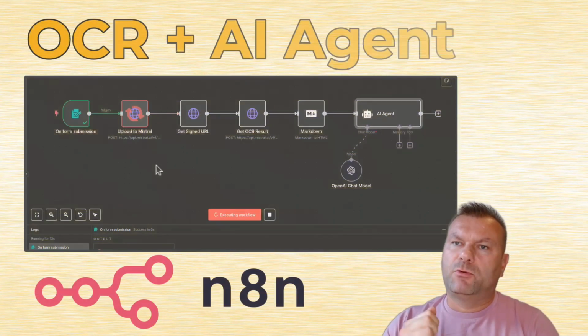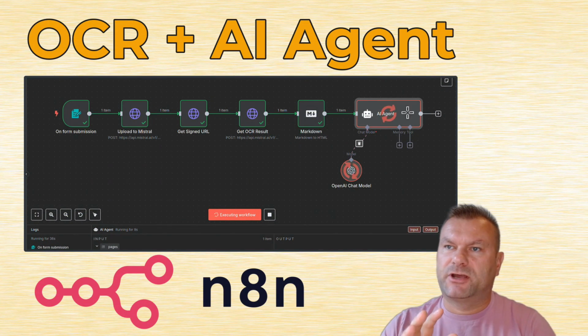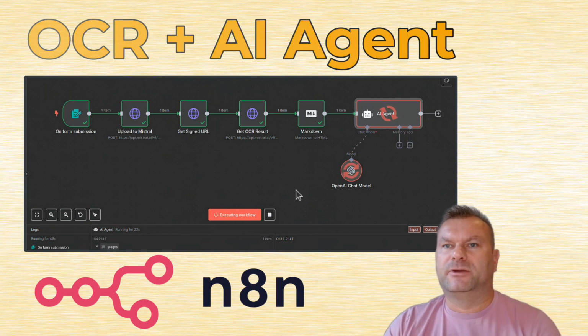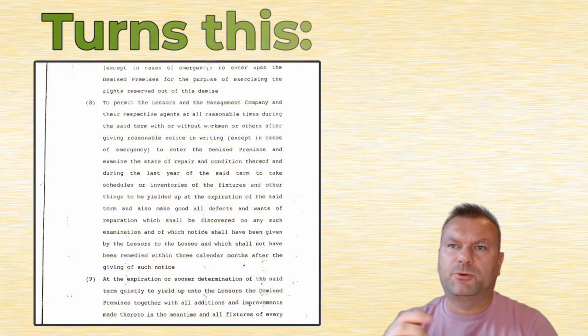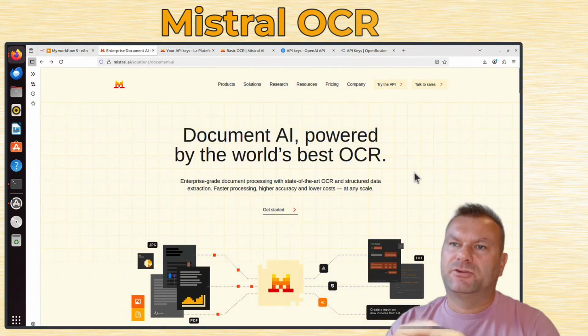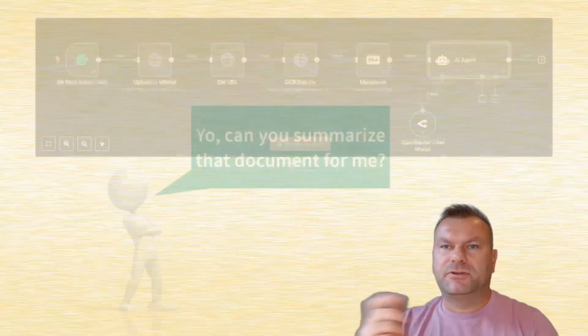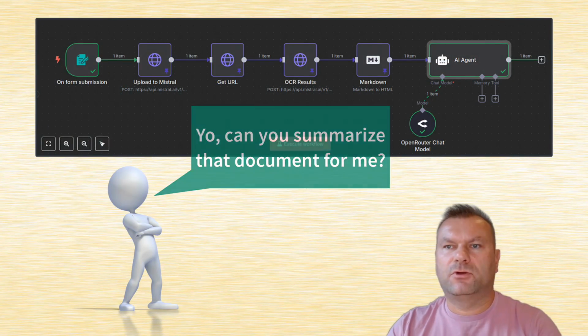In this video, we will build a fully working n8n AI automation from scratch that can read PDF documents, I mean even ones of very poor quality or with barely visible text. We will use a tool called Mistral OCR, and then we will pass that document to an AI agent. And that AI agent can do anything we want with that document.